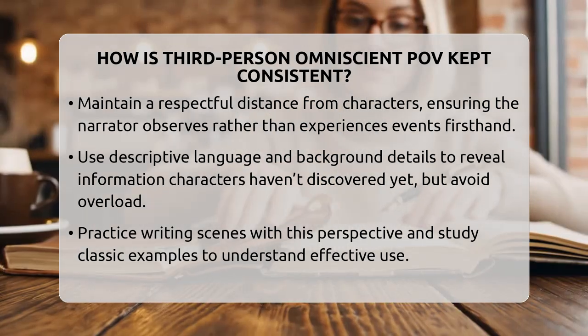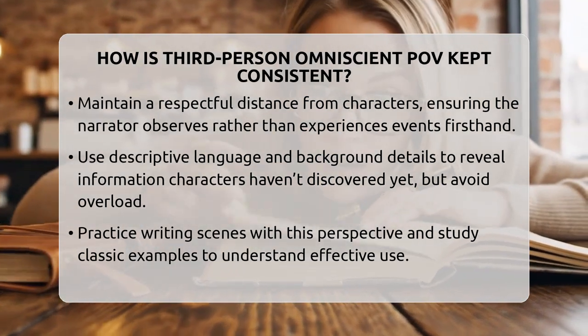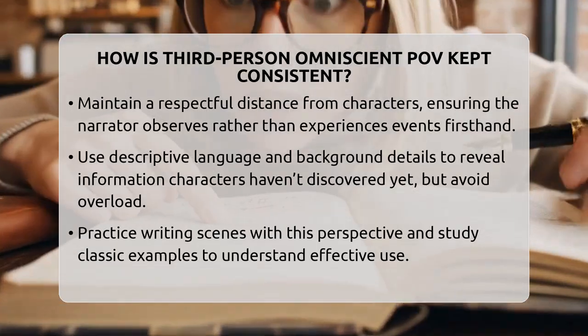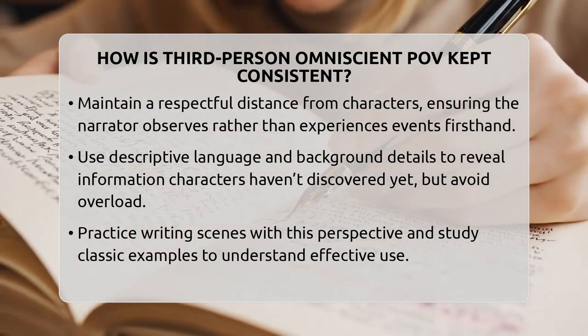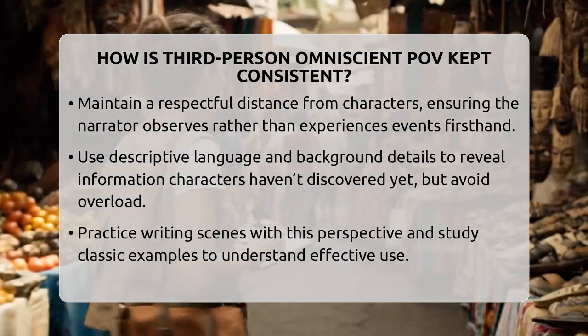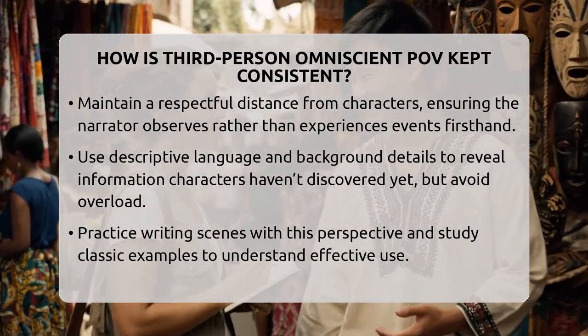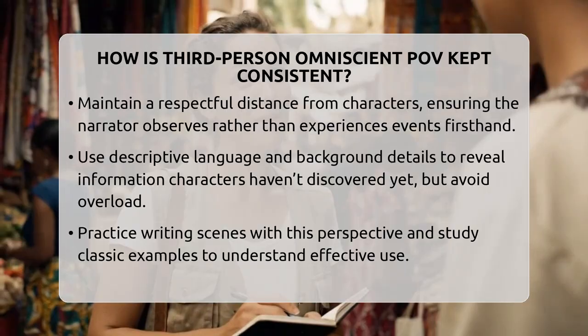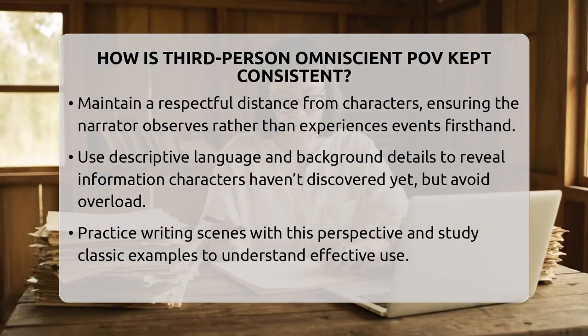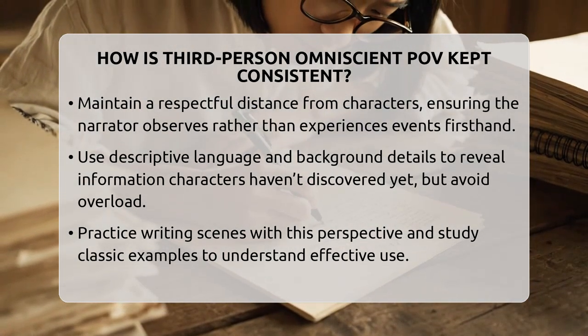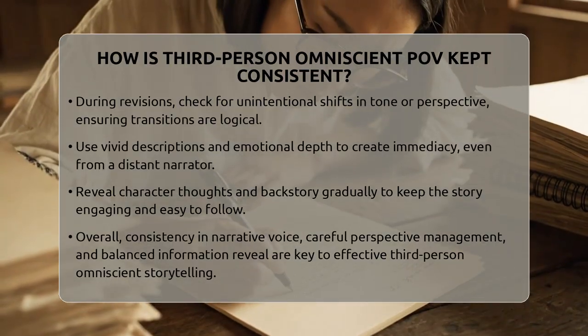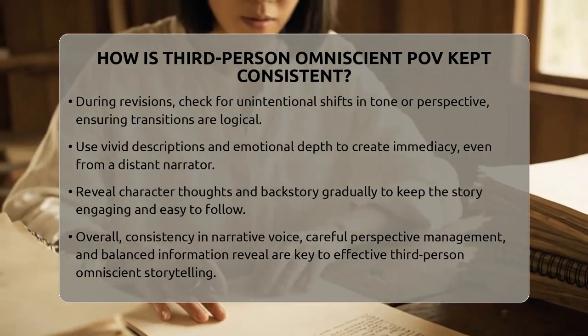Practicing writing scenes with this approach helps you get comfortable with switching perspectives smoothly. Reading classic stories that use third-person omniscient, like those by Leo Tolstoy or George Eliot, can give you good examples. During revisions, check for any unintentional shifts in tone or perspective. Make sure each transition makes sense and keeps the narrative voice steady.